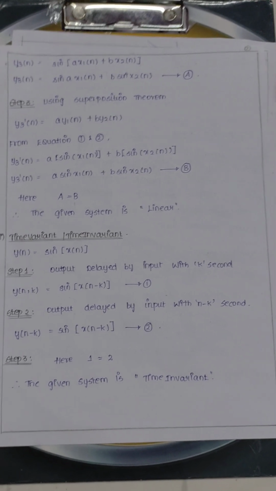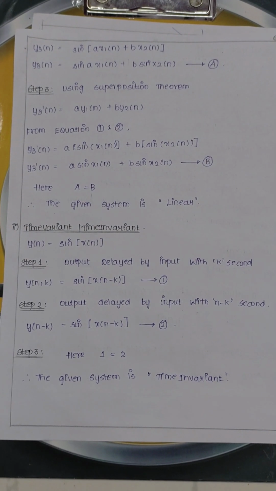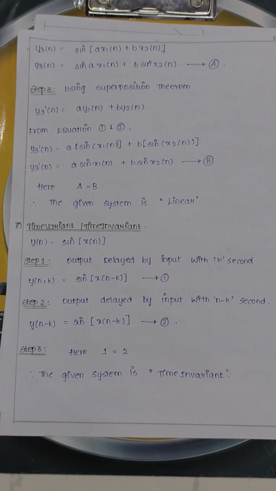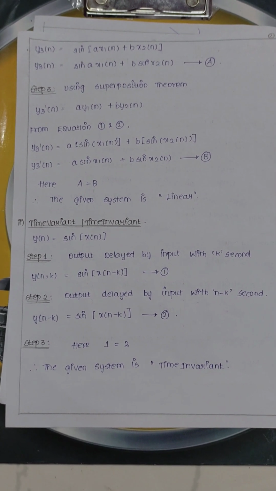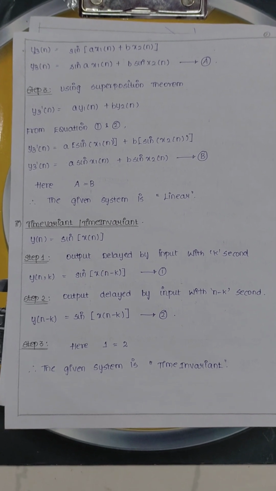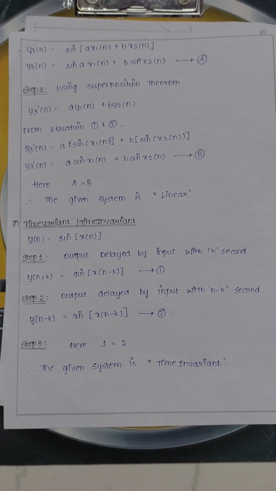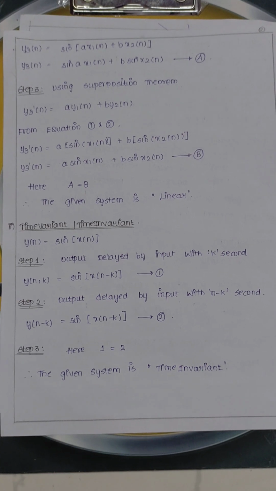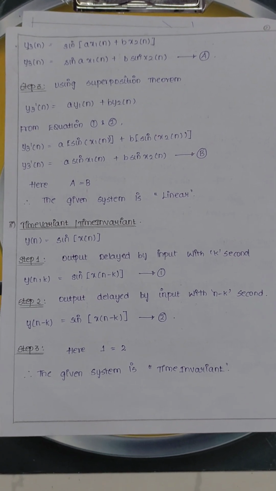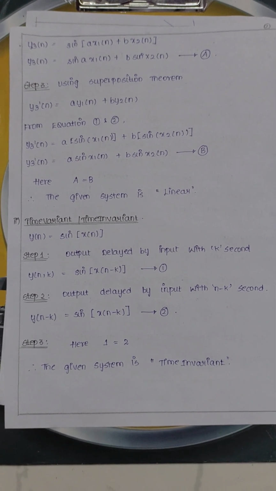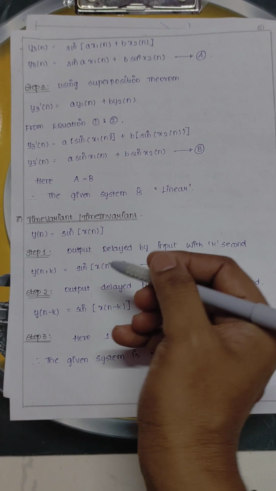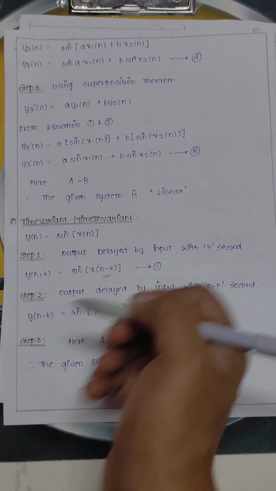Take any condition. So check here, y of n comma k. Why have I taken k? Because I am going to delay the sample by a k value. Since it is discrete, you have to use k. If it is continuous, you have to use capital T. So y of n comma k is equal to sine x of n. It should be delayed, right? You should mention it as n minus k. Equation number 1.